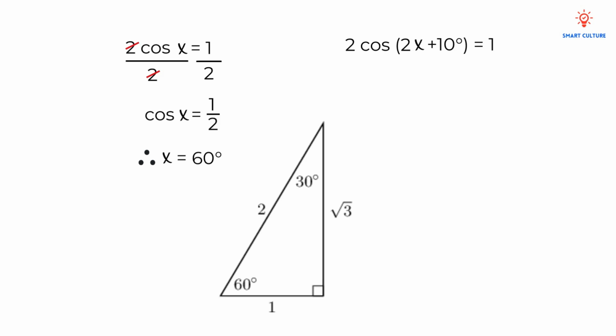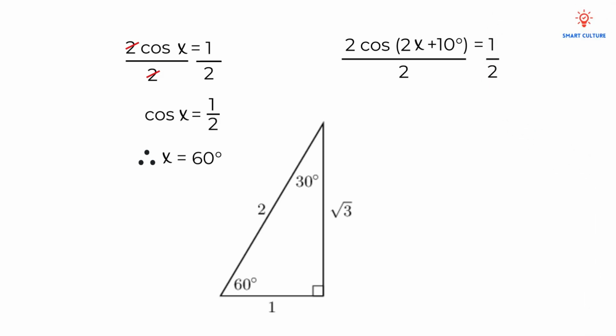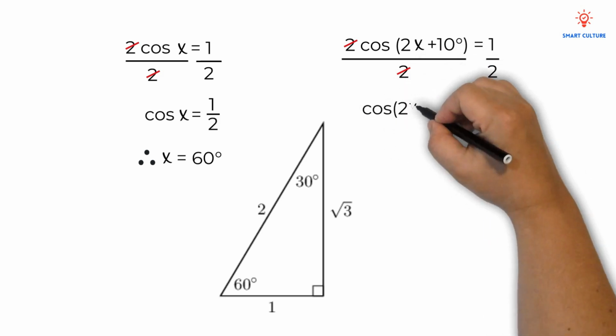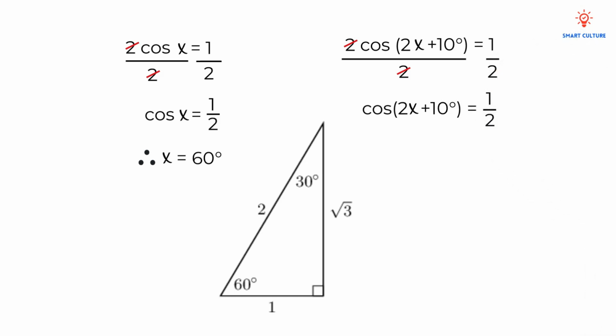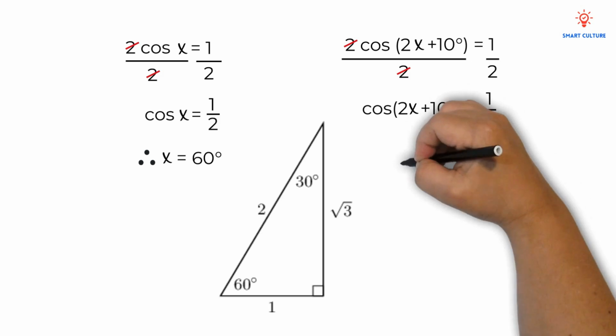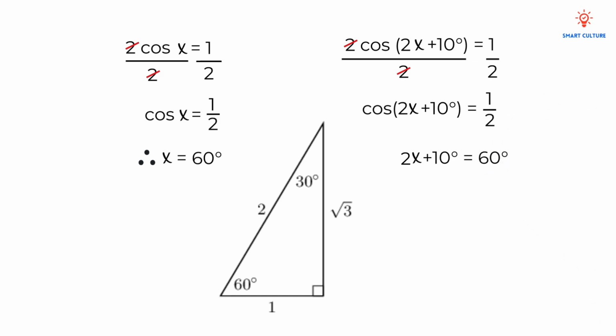Here we have 2 times the cosine of 2x plus 10 degrees is equal to 1. This question is a little bit more complicated. Let's have a look. First we want to isolate the cosine of 2x plus 10 degrees. We want to get rid of that 2 in front of the cosine, so we divide by 2. Whatever we do on one side, we have to do on the other side as well. The 2 above the line and below the line will cancel out. So now we have the cosine of 2x plus 10 degrees is equal to 1 over 2. Now we know that the angle is equal to 60 degrees in this case, and this can be validated using this special triangle. So now we have 2x plus 10 degrees is equal to 60 degrees.